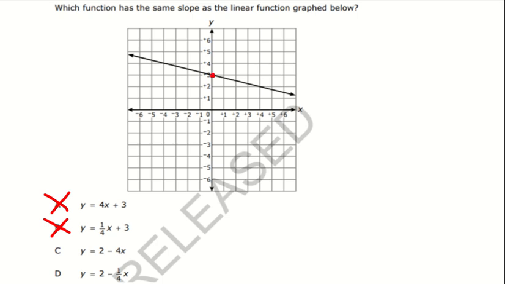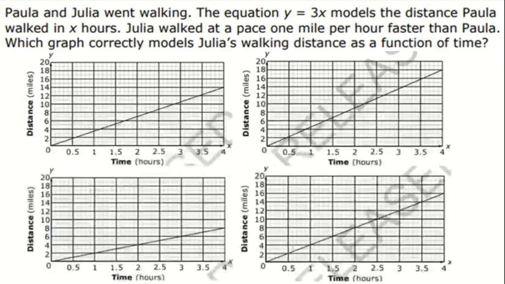What are our words for slope? Rise over run. Rise over run. So our rise is 1, our run is 4. So we're looking at the negative 1/4. All right? So just remember, when you're looking for your slope, it's rise over run.